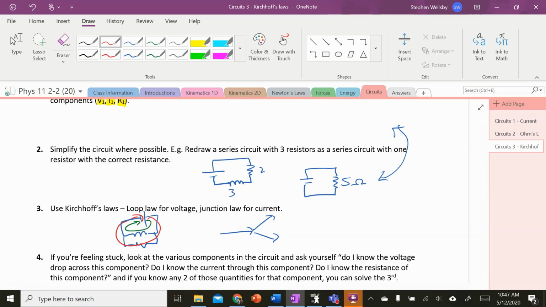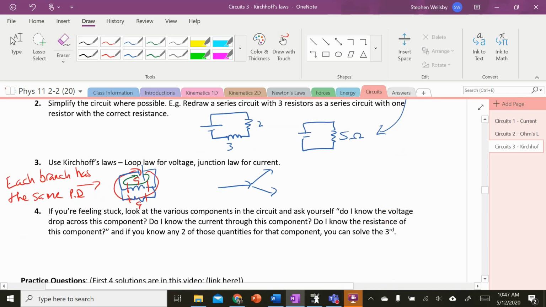And remember, the loop law is that the voltage up is going to be the voltage down. So if you go up by 9 across the battery, you're going to go down by 9 across this. Another way of looking at it that's very helpful for the loop law is that each branch has the same potential difference. So if you find out this is 9 volts, then you know that this is also going to be 9 volts.